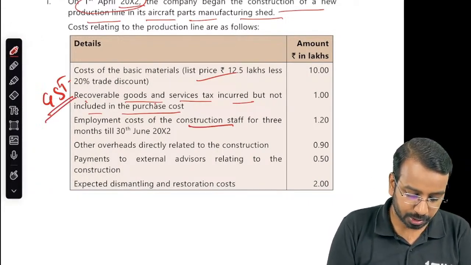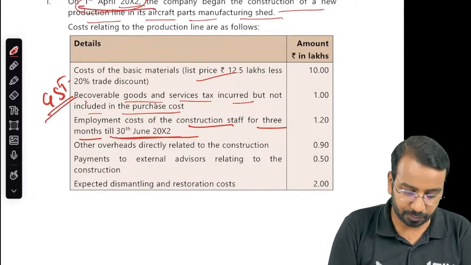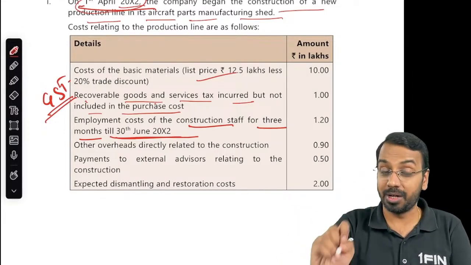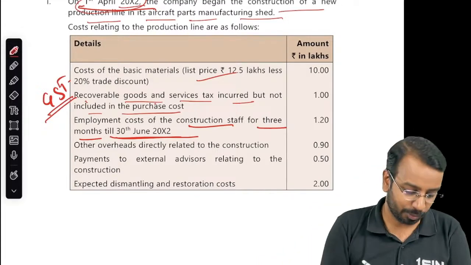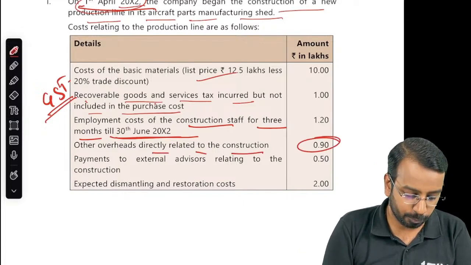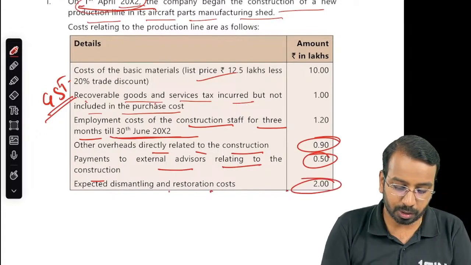Employment cost of the construction staff for 3 months till 30th June. When did we start? 1st of April. This is given for 3 months. A similar question, if you remember, is solved in the class. It is given in the ICAI material. They have just converted that and created a case study. Other overhead directly related to the construction, 0.90. Payment to external advisors relating to the construction, 0.50. Expected dismantling and restoration cost, 2.